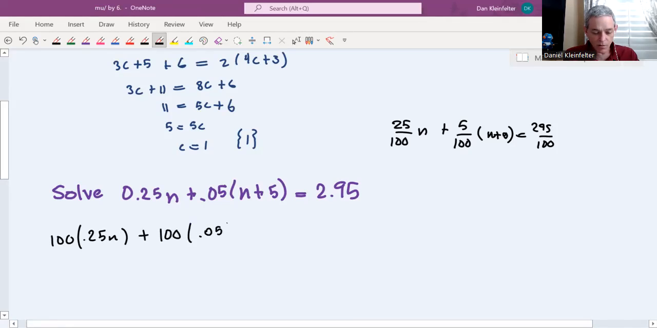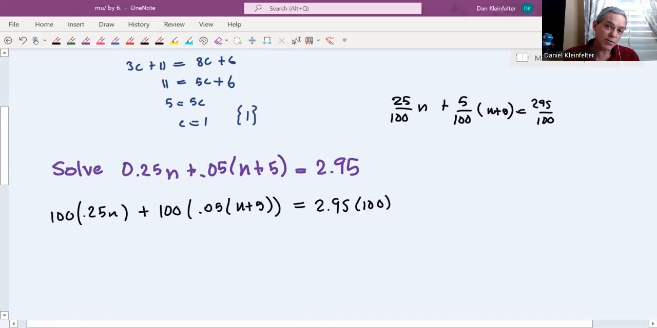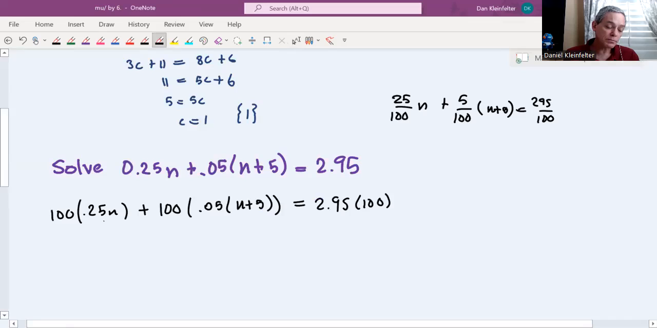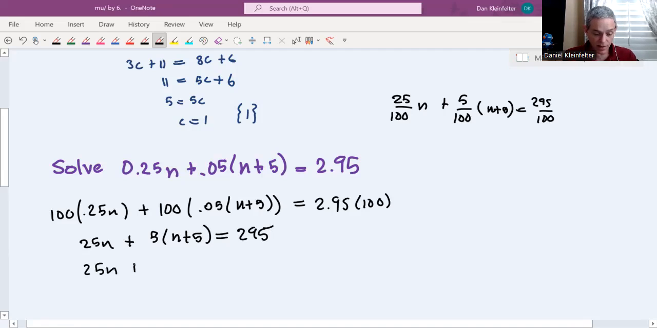What's really going on here, a way to think about what's going on, is we can move the decimal point over enough places in those coefficients that the decimals are cleared out. So 100 times 0.25 will just give us 25. And then here 100 times 0.05 will give us 5. And then the right side is 295. Okay, so at this point the decimals are removed, and so we can continue the way that we would have before.